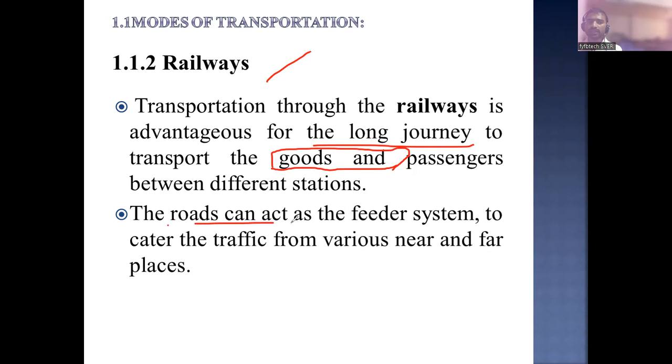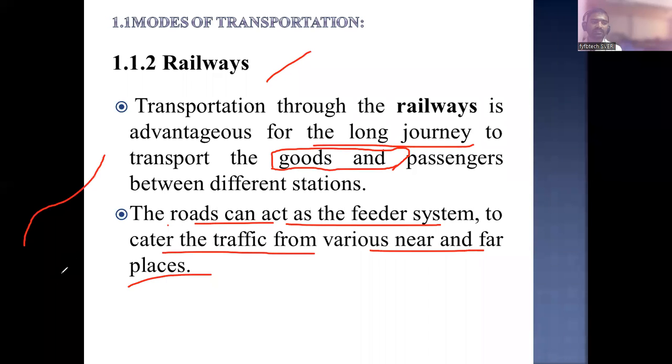The roads can act as a feeder system to cater the traffic from various near and far places. Feeder means it will transport. It means the roads will act as a feeder system. Whatever roads are there, the roads will give the transportation to the railways.